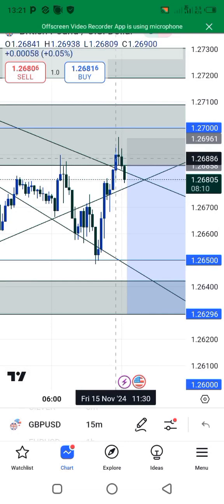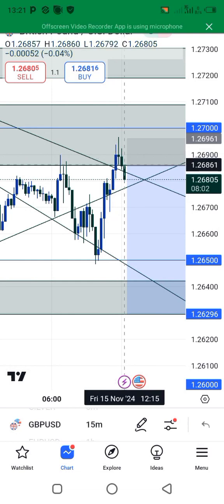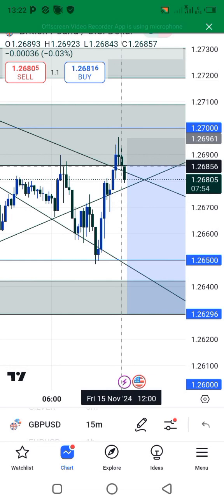After the shooting star, we are not meant to take the trade. We are meant to wait for the next confirmation, the bearish confirmation, and the next candle that formed was the bearish confirmation. So I then decided to take the trade after the closing of this bearish confirmation. So the trade is currently active.